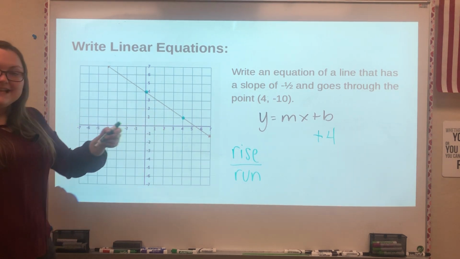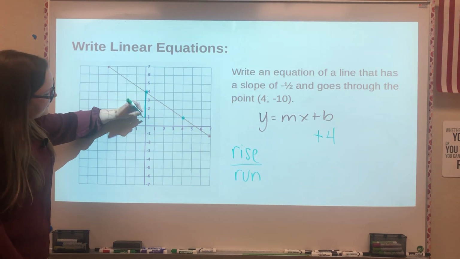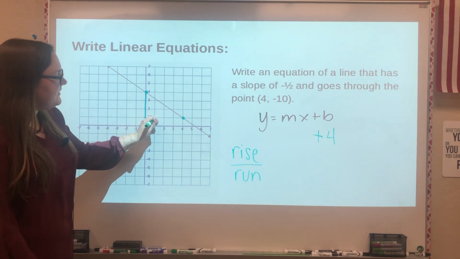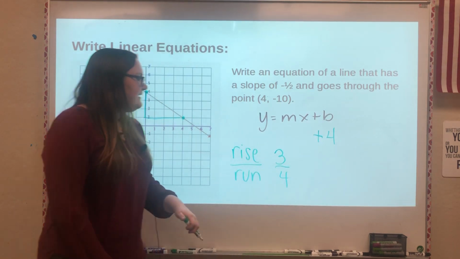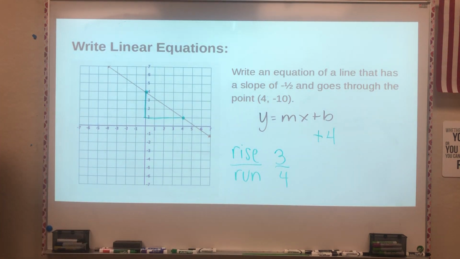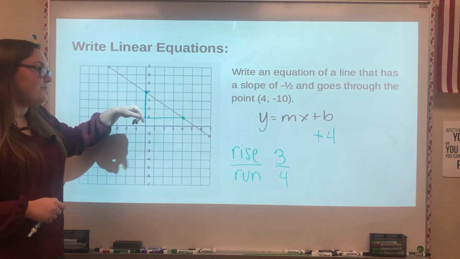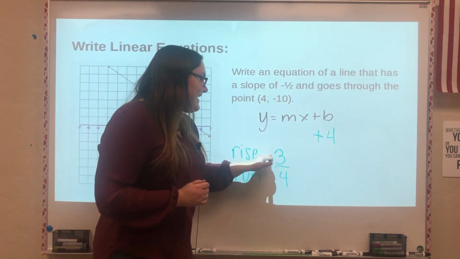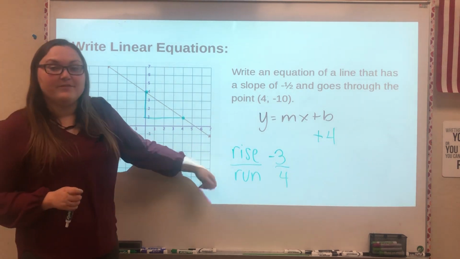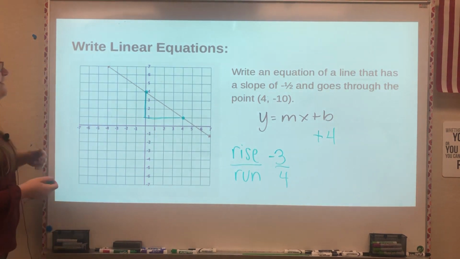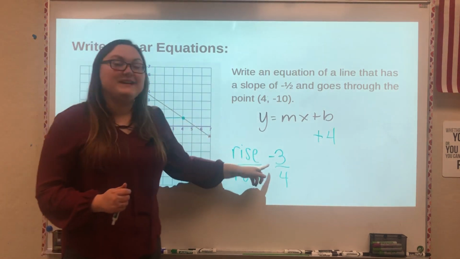Now that I've got my 2 points, I can count my rise over run. My rise is 1, 2, 3, and my run is 1, 2, 3, 4. So we get 3 over 4. Now there's something I missed. Notice how I counted down 3. If you are counting down to get to the next point, you're going to want that to be negative. One of the biggest mistakes students make when they're finding slope from a graph is with the sign. Notice if your line is going down from left to right, that'll mean a negative slope.